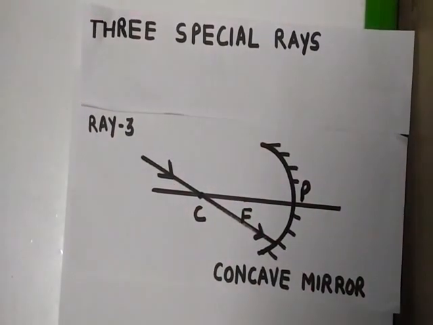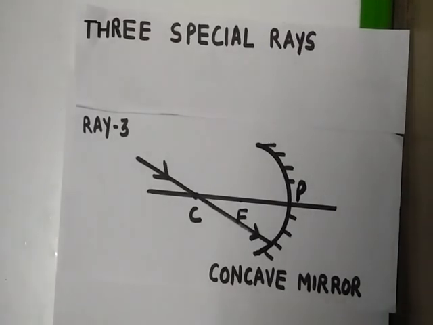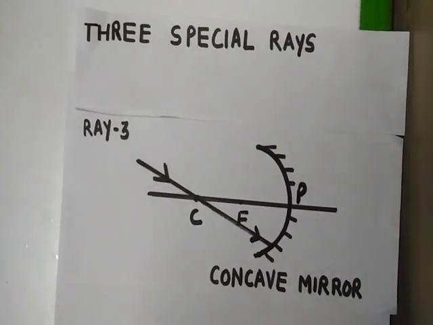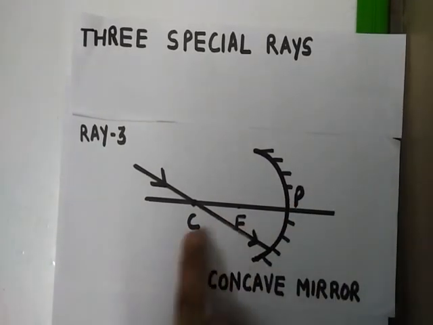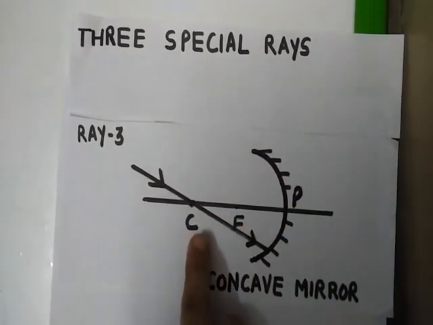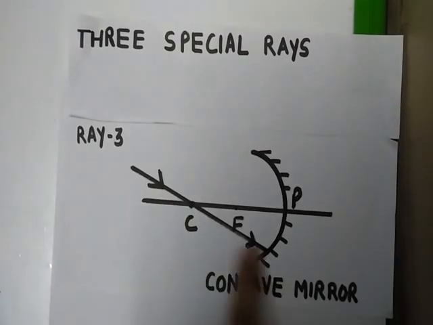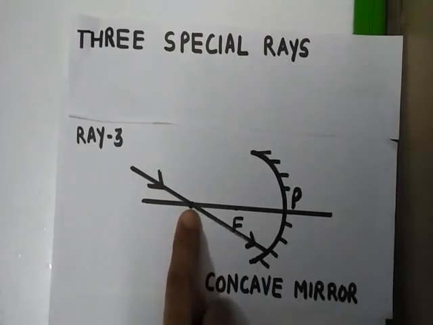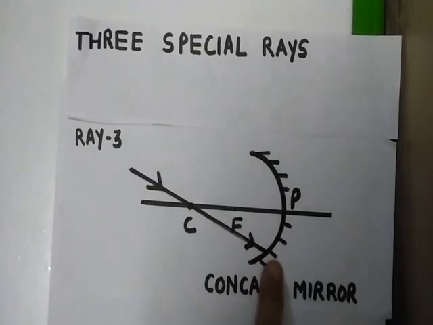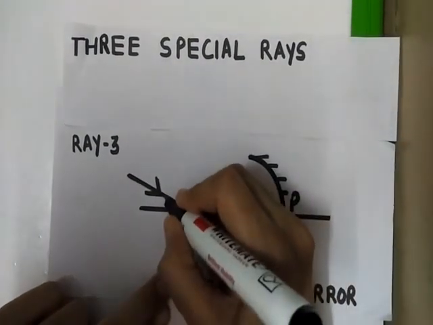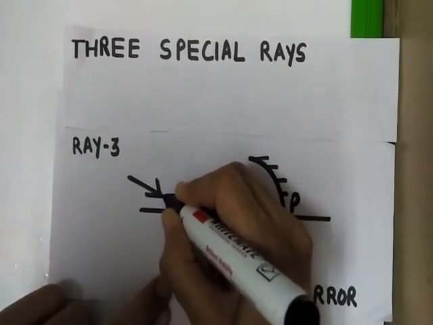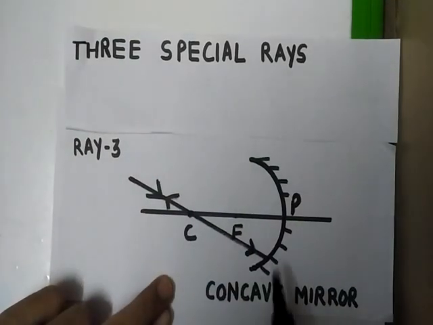Now let's discuss ray 3. For this we have drawn this concave mirror, and this is the principal axis, pole, focus and center of curvature. In this case, the incident ray is passing through the center of curvature, and after reflection from this concave mirror, it retraces its path, meaning it will move along the same path.